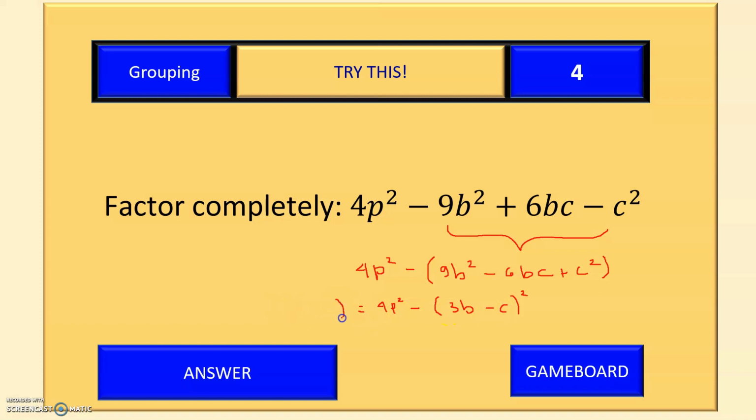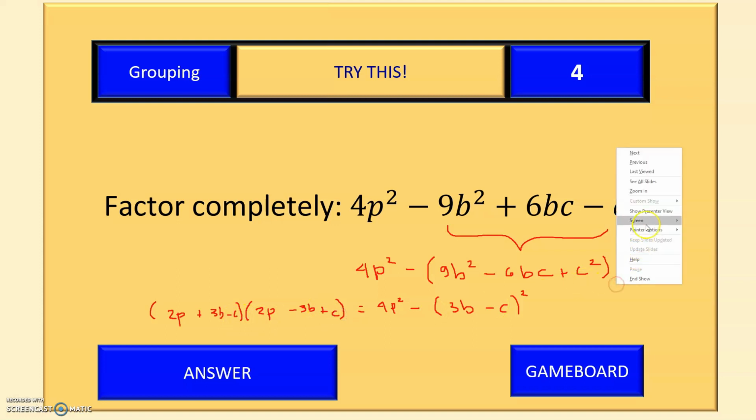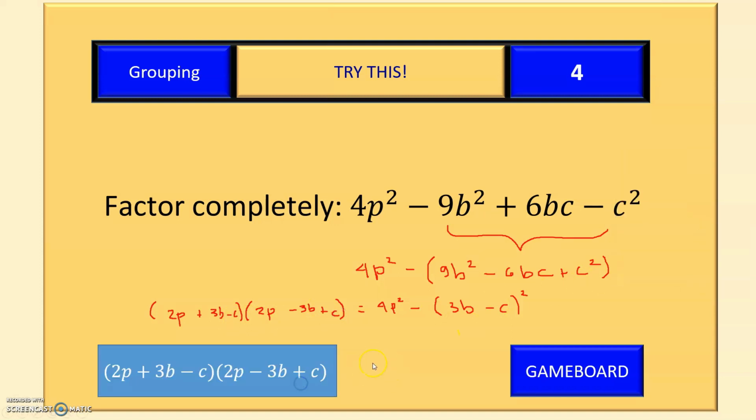And we know difference of two squares is actually a product of sum and difference of two terms. So, square root mo yung 4p squared, that will be 2p. Square root mo yung 3b minus c. So, isang plus, isang minus. So, therefore, this is 3b minus c. But since yung 3b minus c is preceded by negative sign, yung positive 3b will become negative, and then yung negative c will become positive c. Then let's check if our answer is correct. Okay, there you go. See that?